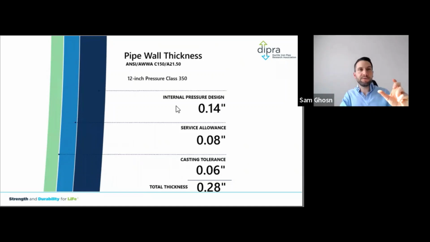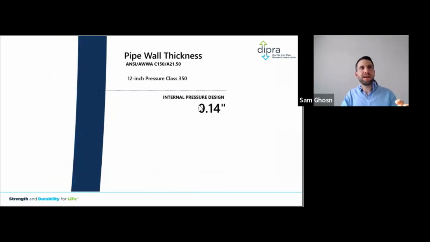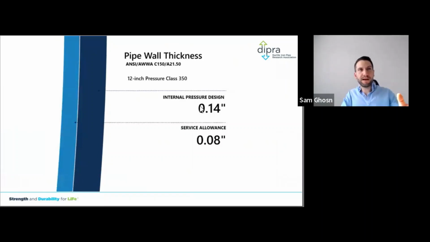If you take that example, a pressure class 350 ductile iron pipe, we use that in distribution mains. So 350 psi plus 100 psi of surge allowance, that's 450 psi. We multiply that by 2 for a safety factor, that's 900 psi design pressure. For a 900 psi design pressure, all you need is 0.14 of an inch. But for every stick of pipe that we make, we add a service allowance of 0.08 inch. That's not structural, it's a service allowance.